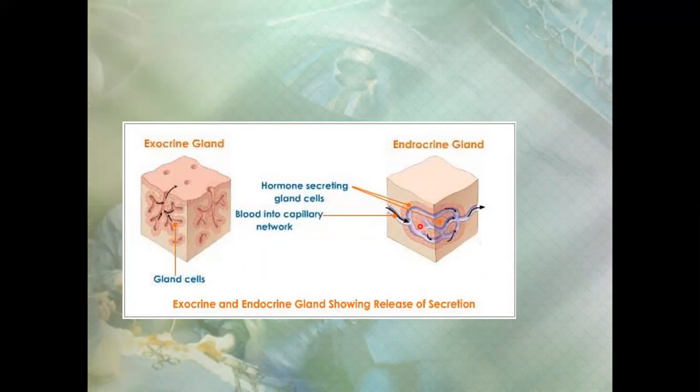Endocrine gland, here's my glandular tissue. And I have a bed of blood vessels that will enter into the gland, pick up the hormone, and then leave and transport it wherever it needs to go. This gland does not have a hallway. This gland does not have a duct. Endocrine glands do not need ducts. Exocrine glands do.